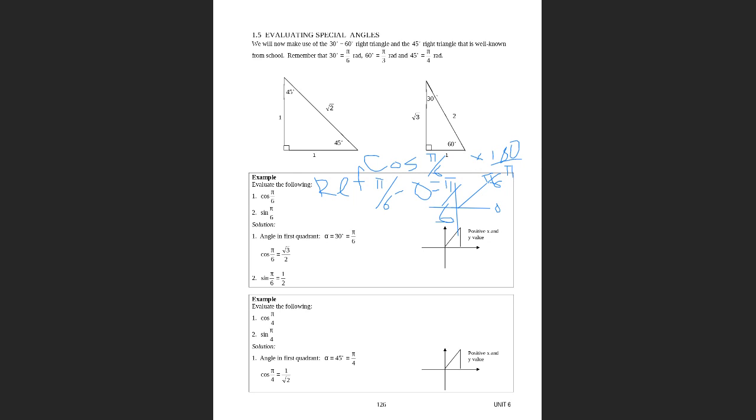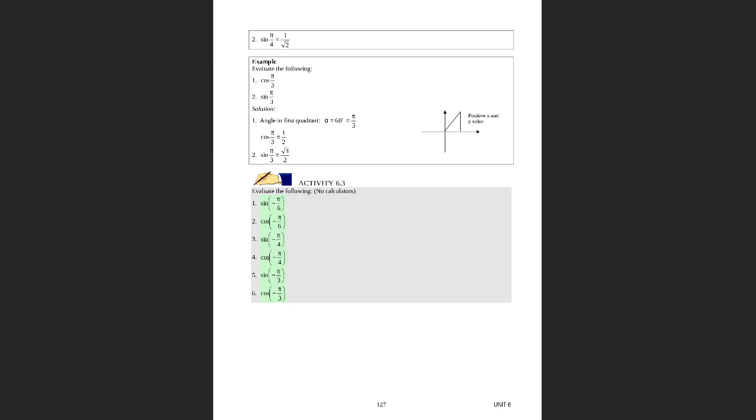Now the same for cos pi over 4 and sine pi over 4. They are all special angles because pi over 4 is the same as 45 degrees. The same goes for pi over 3. They are all special angles, so you can easily find them.